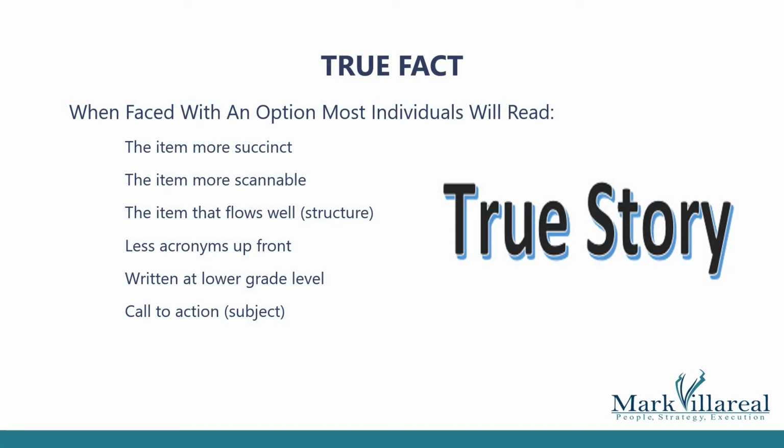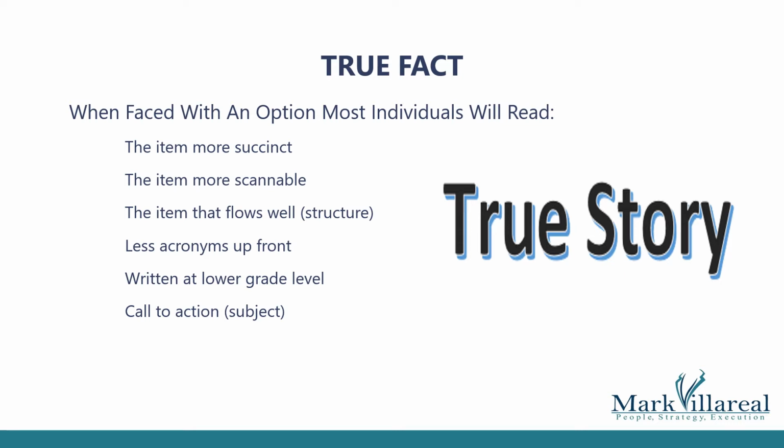Well, let's start with a true fact. When faced with an option, most individuals will read the item that's more succinct, the item that is more scannable, meaning are they able to scan it for quick information to gain an understanding of what it will be if they read more. The item that flows well. So is there structure, or does it look like I'm really going to have to go in depth to find out what that's telling me?